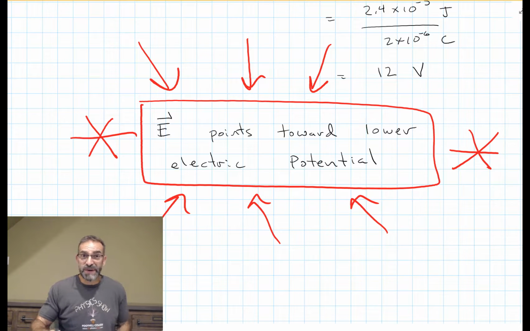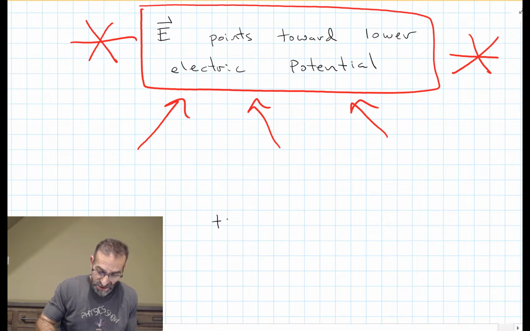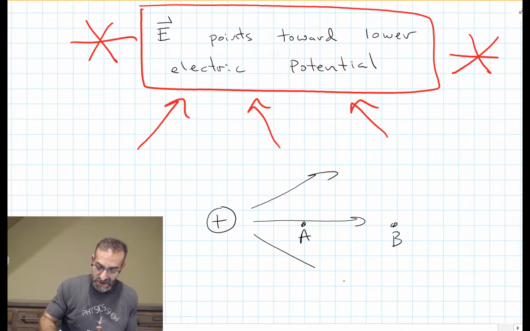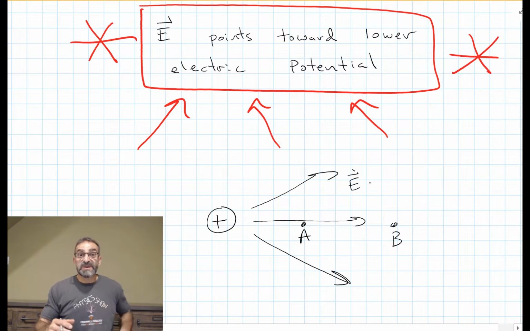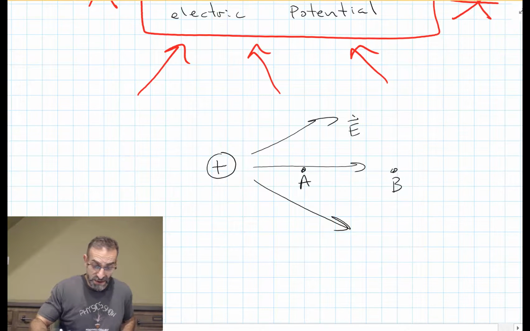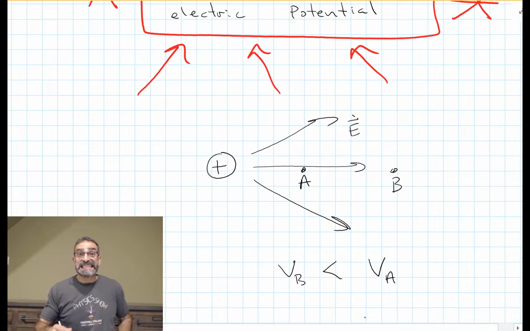So let's look at our situation. We have a positive charge. We have point A and point B, and the positive charge is sending electric field lines out like this. So the electric field points from A to B. That means B has to be at a lower electric potential than A. So the potential at B must be less than the potential at A because the electric field points that way.